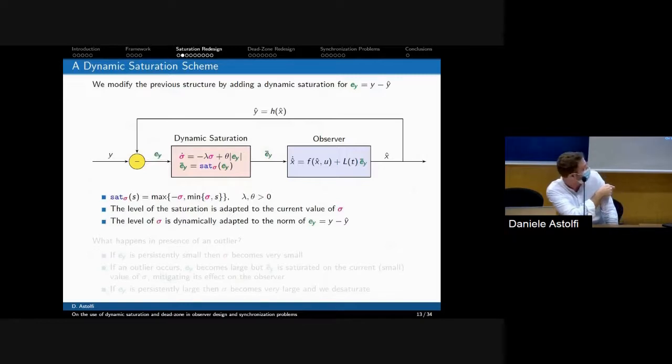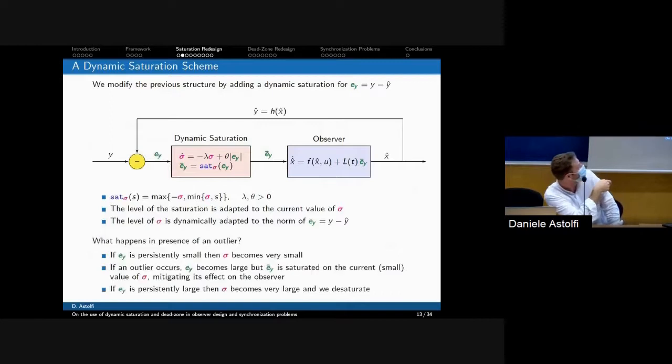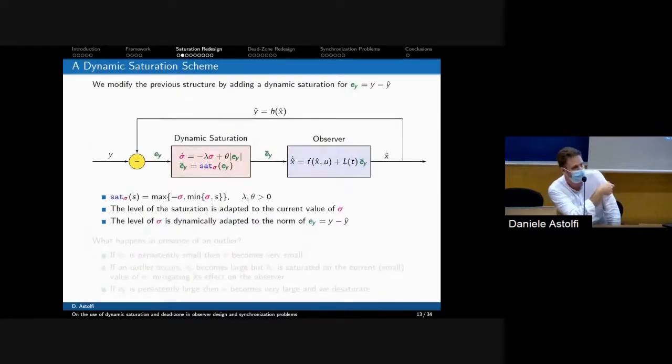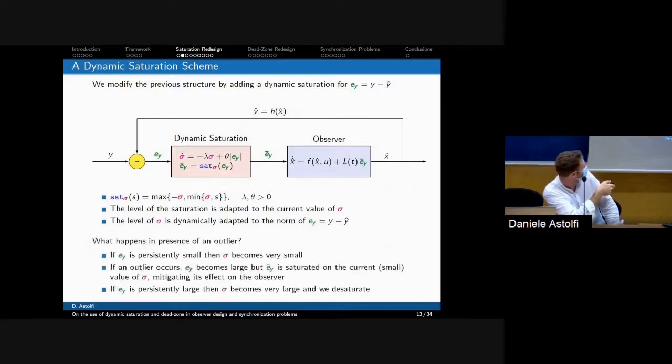So this EY bar is the saturated version of EY. But the important thing is that this saturation is adapted: the threshold of the saturation is sigma. And actually this value sigma is adapted online by a dynamical equation. So it's not a fixed saturation, but a saturation whose value evolves along time. Now the dynamics of sigma is stable and it is fed directly by this error EY. So what happens now if we have an outlier? If EY is persistently small, the level of the saturation becomes small. And so the saturated version of EY is small itself.